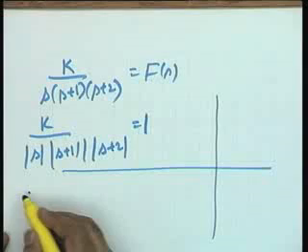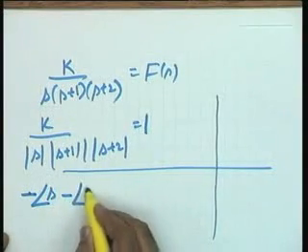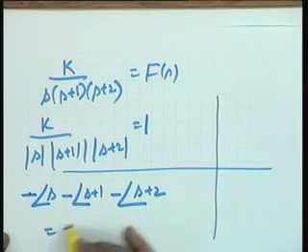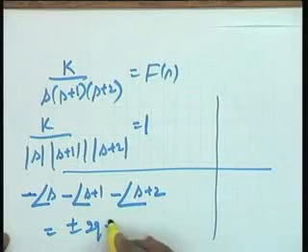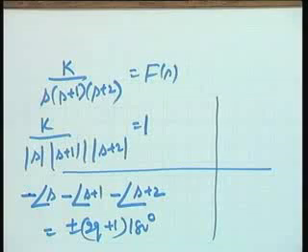The angle condition in this particular case is minus angle of s, minus angle of (s plus 1), minus angle of (s plus 2), equal to plus minus (2q plus 1) into 180 degrees. Is it all right, please? These are the magnitude and angle conditions. You know the root locus diagram, okay? Don't concentrate on that.